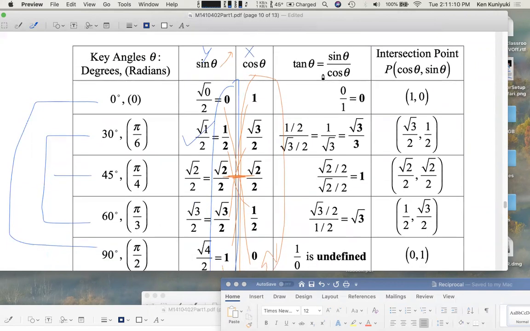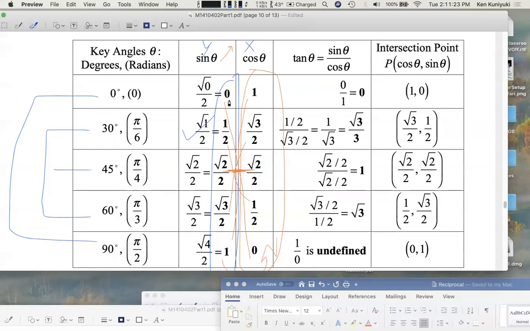Okay, now what about tangent of theta? Tangent of theta is sine of theta over cosine of theta by the quotient identities. Tangent is also slope. We'll talk about that. Now numerically, we're going to use this quotient identity. Tangent of theta is sine of theta over cosine of theta.